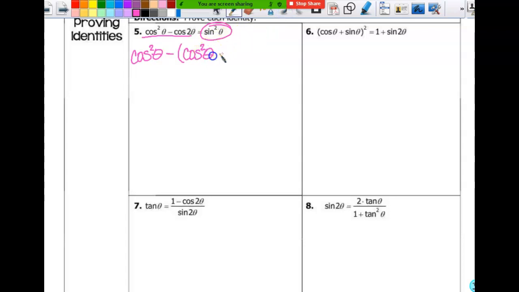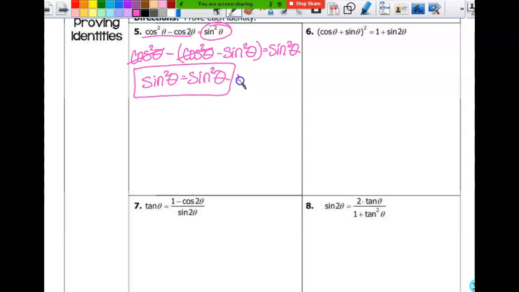Cosine squared theta minus sine squared theta equals sine squared theta. So cosine squared minus cosine squared, those zero out. Then I have minus a negative sine squared, so that's positive sine squared theta equals sine squared theta. And I'm done. Okay. Any questions? That one was really short and sweet.